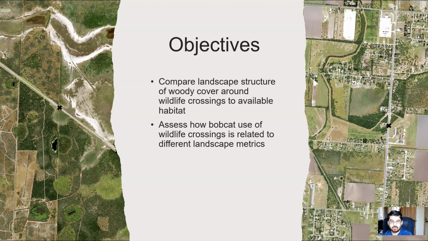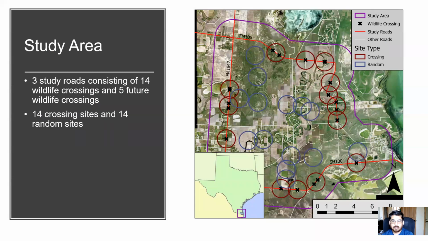And then also we wanted to look at how bobcat use varies with landscape metrics at each wildlife crossing location. Starting with our study area, we focused on 3 highways in South Texas where wildlife crossing structures have been built or are being built.